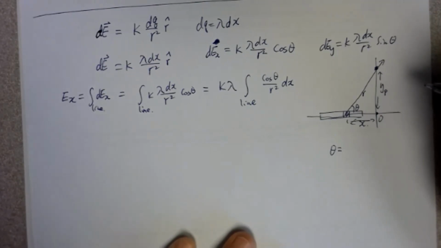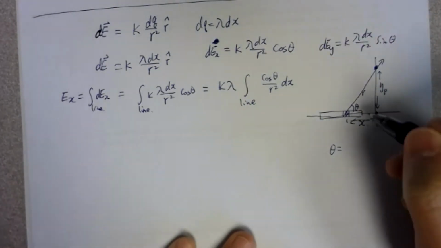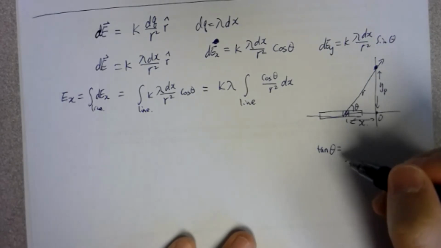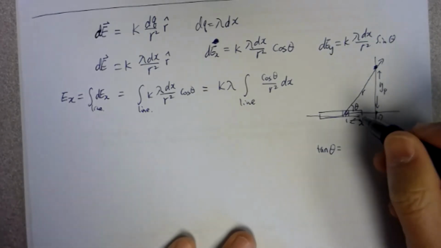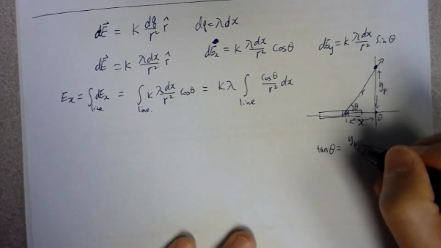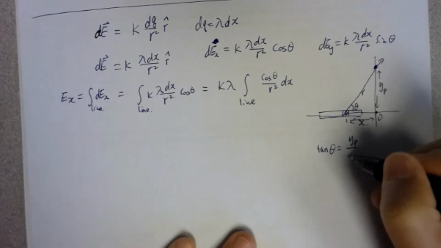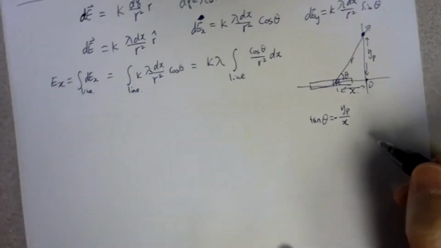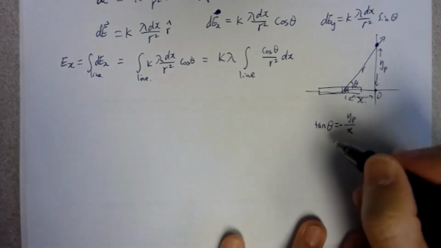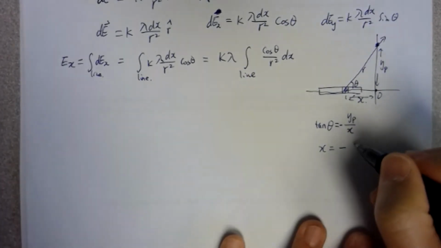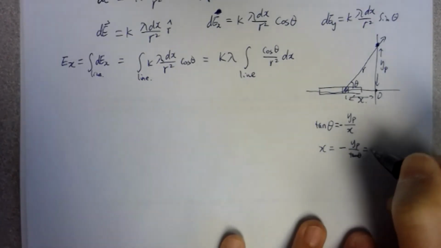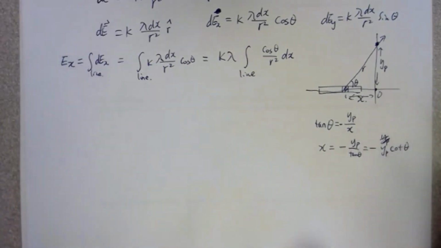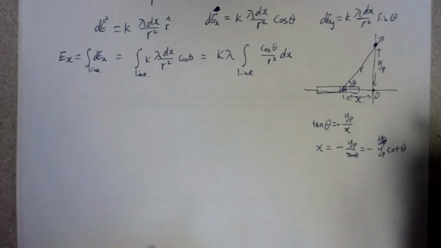So in this case, if you look at the tangent of theta, tangent of theta is equal to yp over the absolute value of x, or in this case, minus x, because x is negative. Okay, so minus x, because x is being negative. All right, so you can see then your x is equal to minus yp divided by tangent of theta, which is minus yp cotangent of theta. Okay.